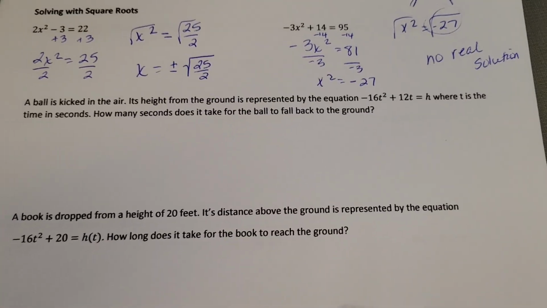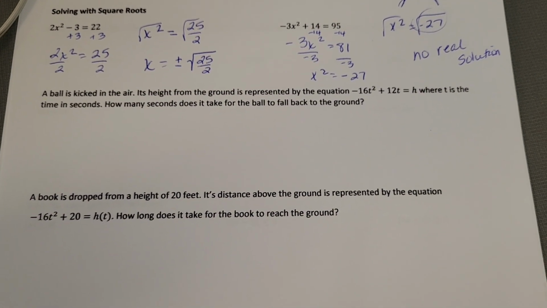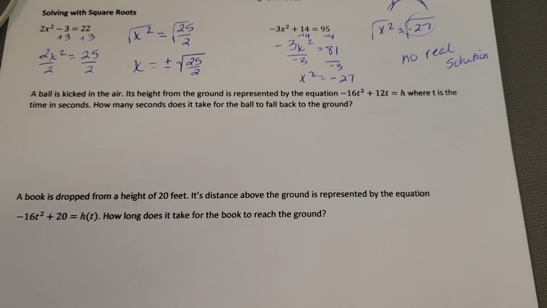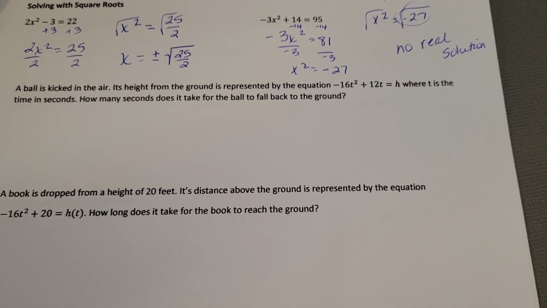All right, so real life situation. A ball is kicked in the air. Its height from the ground is represented by the equation negative 16t squared plus 12t equals h, where t is the time in seconds. How many seconds does it take for the ball to fall back to the ground?